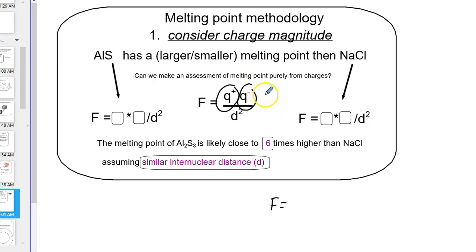That's the first step we'll be looking at. If those charges are the same, then we move to internuclear distance. So what I do is I just look at the charges. What are the charges here? What are the charges here?